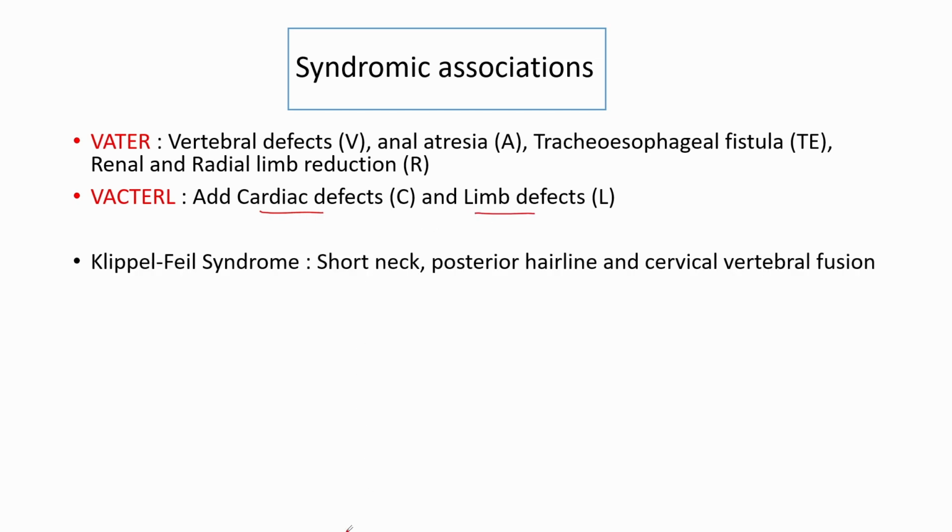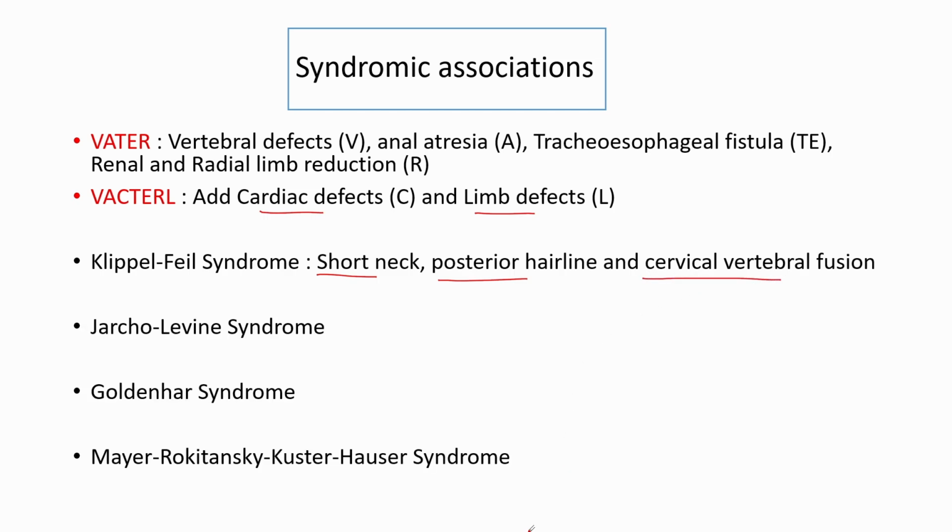Another association is Klippel-Feil syndrome, which has short neck, low posterior hairline, and fusion of the cervical vertebrae. Some other commonly associated syndromes with congenital scoliosis are Charcot-Levin syndrome, Goldenhar syndrome, and Mayer-Rokitansky-Kuster-Hauser syndrome. So friends, this was a discussion on the classification, associations, and progression of congenital scoliosis.